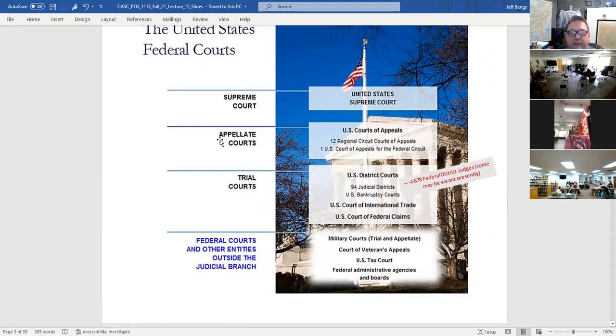And then under the Supreme Court, we have 12, see it right there, 12 regional circuit courts of appeals or appellate courts.